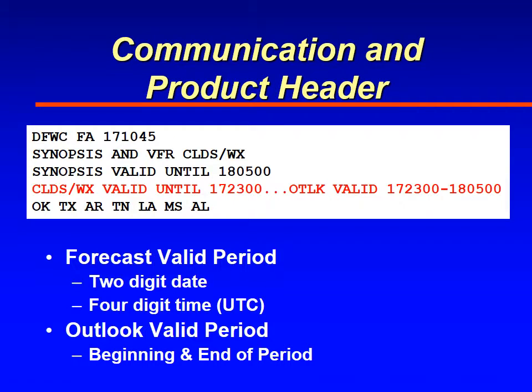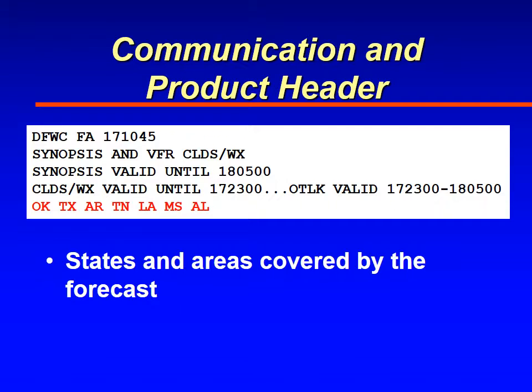Next comes the forecast period for the clouds and weather section. It says that it's valid until the 17th day at 23 Zulu. If you look at that and compare it to the beginning of the header, you'll see that that is a 12-hour forecast. And then it also provides the last 6 hours as an outlook. So they say the outlook is valid from the 17th day at 23 Zulu until the 18th day at 5 Zulu. And then finally, the communication and product header ends with the area that is covered. In this case, the states of Oklahoma, Texas, Arkansas, Tennessee, Louisiana, Mississippi, and Alabama are all covered in this forecast.